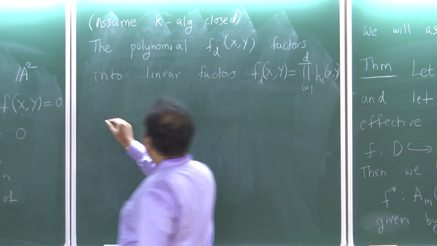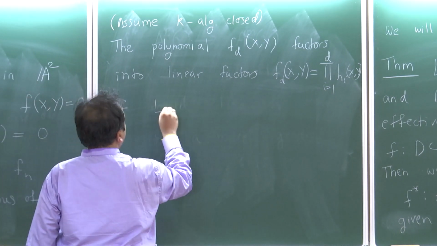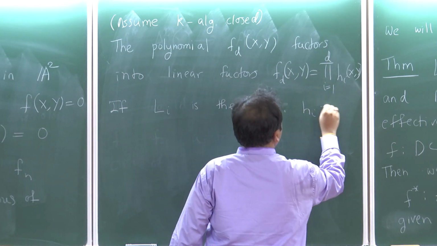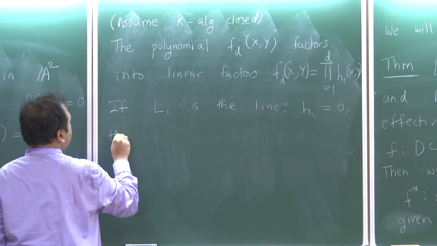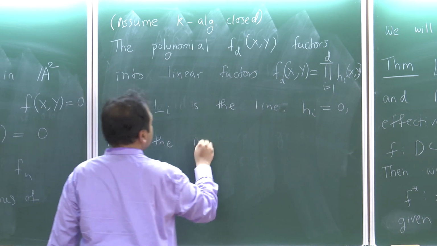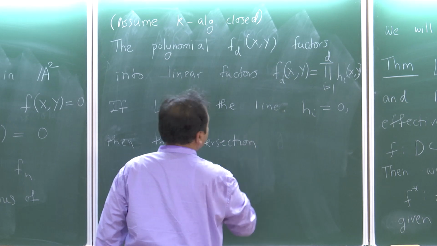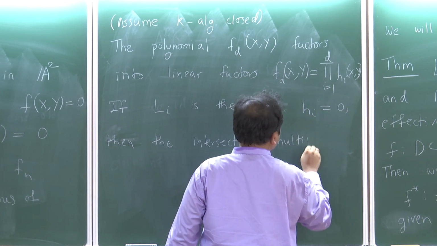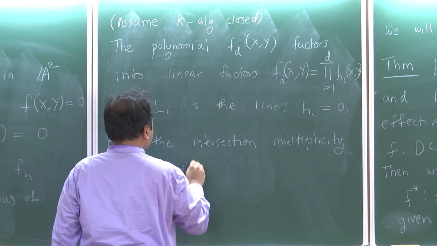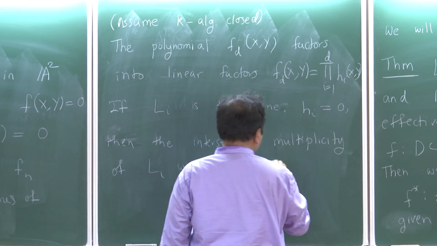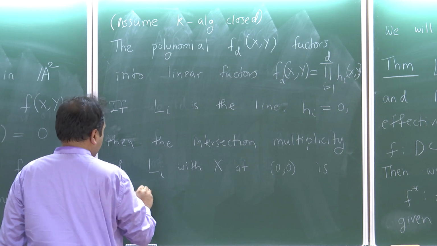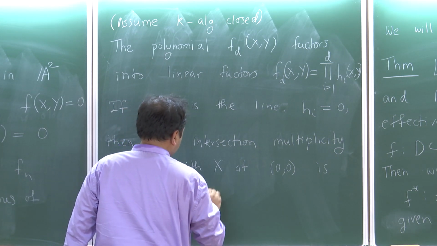Now the thing is that if Li is the line hi equal to 0, then the intersection multiplicity of Li with x at 0 0 is higher than that of a generic line. It's something we have not defined, but in this particular special case it's easy to guess what it should be.